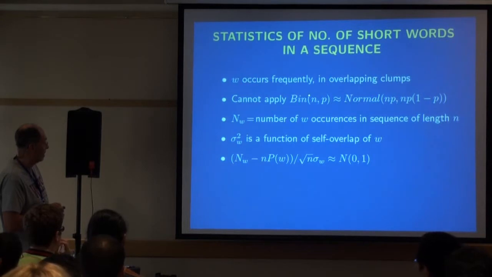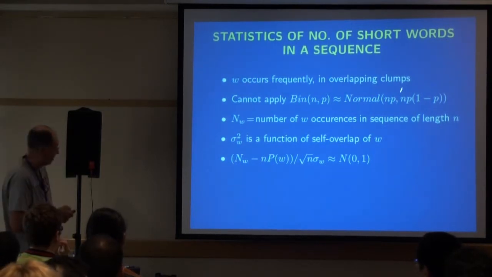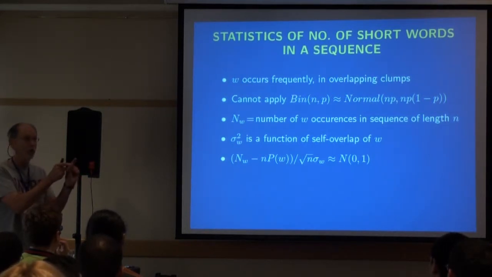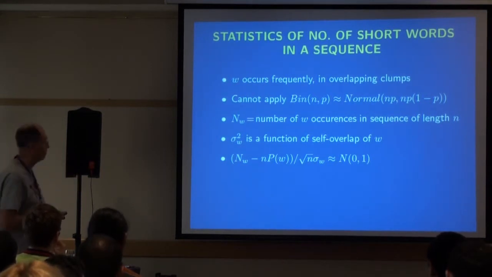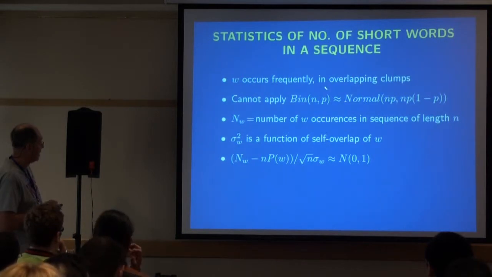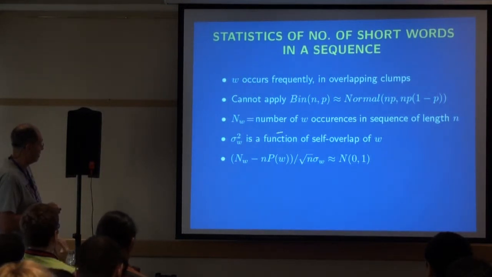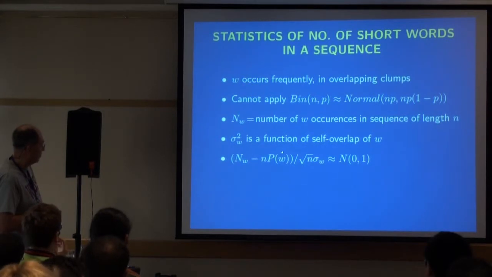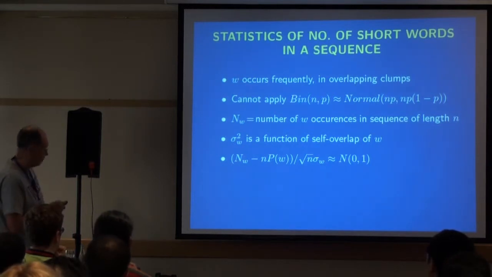You would think you might use the binomial distribution and the normal approximation. That doesn't work very well because of this potential overlapping. Like if it's quadruple A's, they occur in clumps, and then there are longer distances between the clumps. But the mean number of occurrences would just be the sequence length times the probability of a word. The standard deviation is a little bit intricate to calculate, but once you get it, then the standard normal approximation works. You take the number of words, subtract the mean, divide by the square root of the variance, and you get something that's approximately normal.